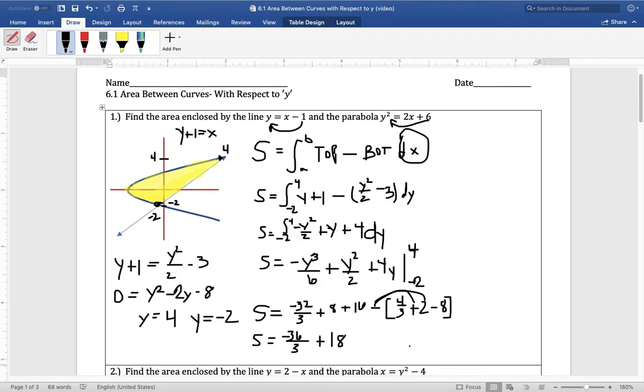Okay. No, it's not right, is it? Hold on. It's positive 6. That's not right. Okay, I'll get it, guys. Don't worry. I'll figure it out.